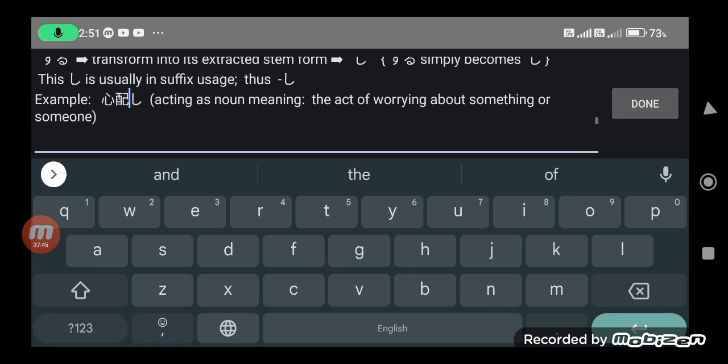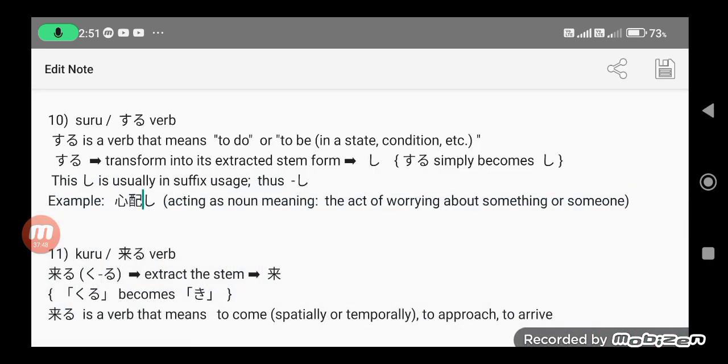So instead of saying shinpai suru, because if you say shinpai suru, it is a verb, but if you use the extracted stem form for suru and attach it to shinpai, it becomes shinpai shi. Shinpai shi, acting as a noun, meaning the act of worrying about something or someone, the act or state of worrying. Not shinpai suru, because we transform the suru into shi. So instead of saying shinpai suru, shinpai shi, to get the noun form.